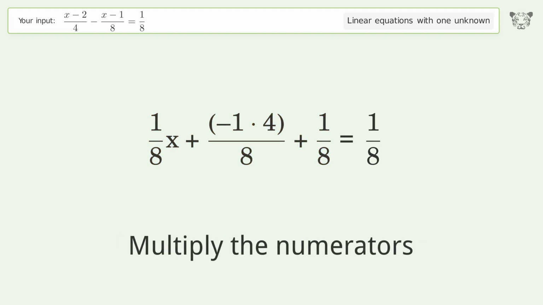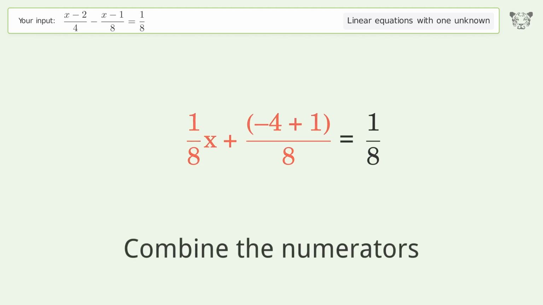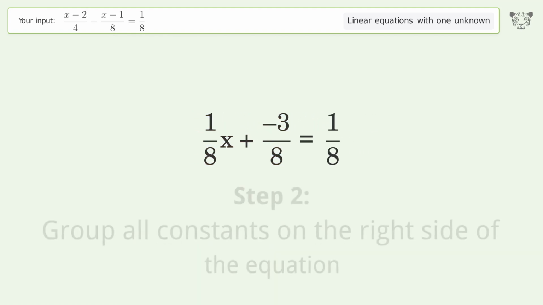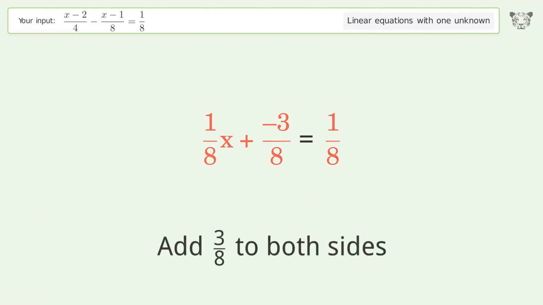Multiply the numerators. Combine the fractions. Combine the numerators. Group all constants on the right side of the equation. Add 3/8 to both sides.